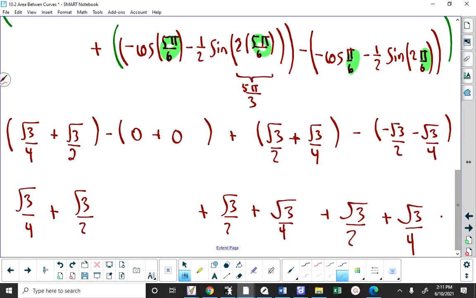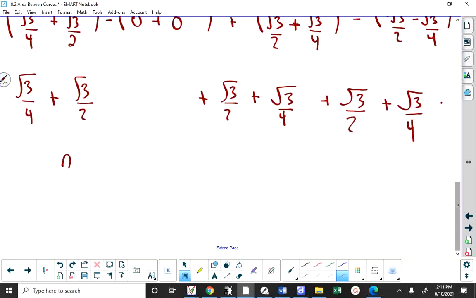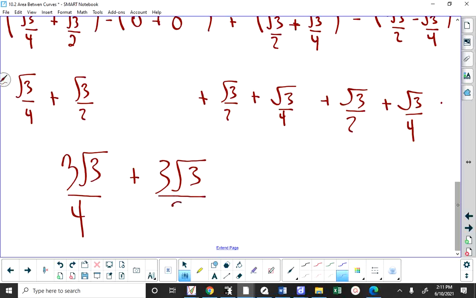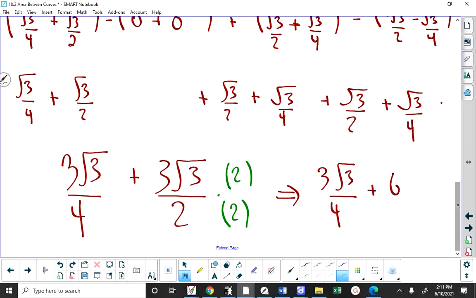So I have 3 root 3 over 4s, and I have 3 root 3 over 2s. Common denominator time: multiply the top and the bottom of this fraction by 2 to get 3 root 3 over 4s plus 6 root 3 over 4s, which is 9 root 3 over 4.